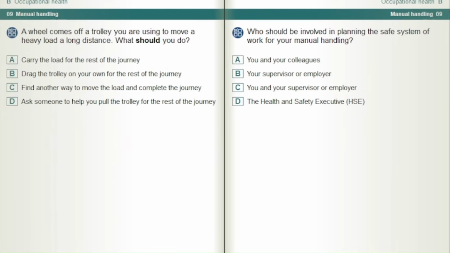Who should be involved in planning the safe system of work for your manual handling? You and your colleagues. Your supervisor or employer. You and your supervisor or employer. The Health and Safety Executive, HSE.